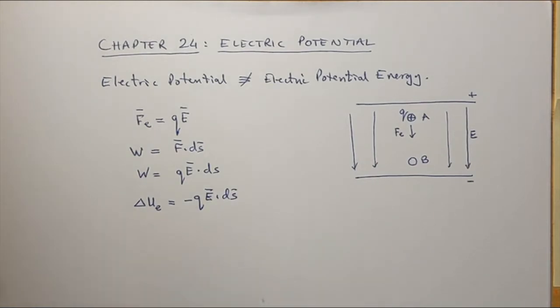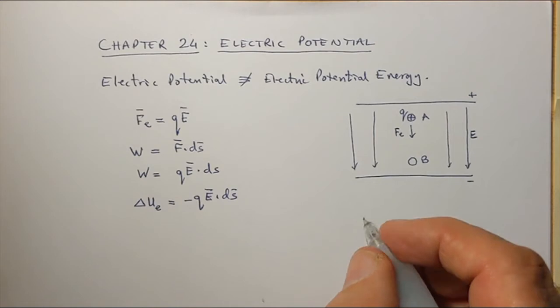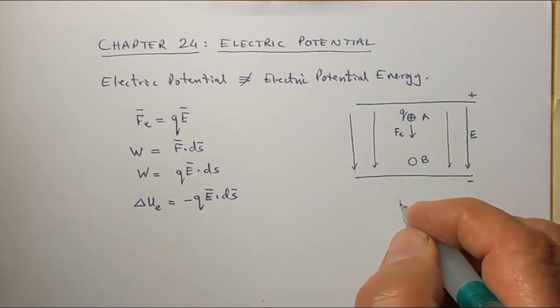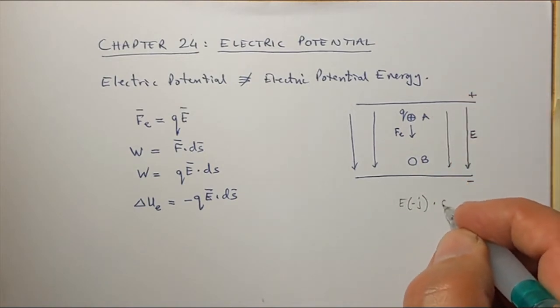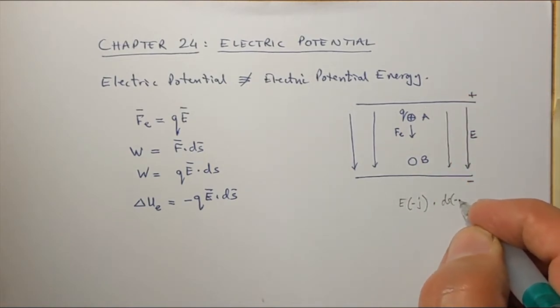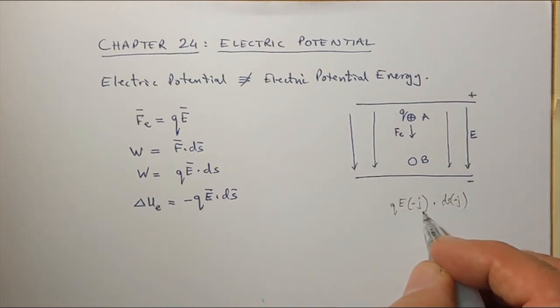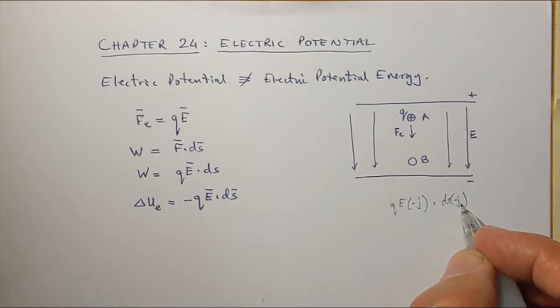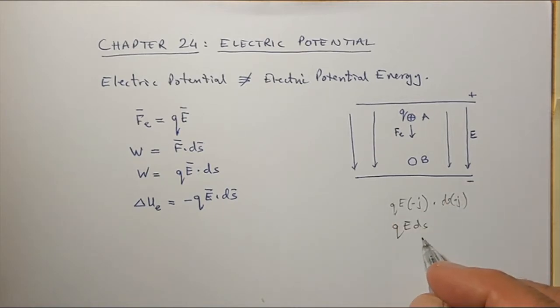Now why is it negative? So let's consider Q to be positive. The electric field is downwards, so the electric field is going to be a negative j, and we dot it with ds, and ds is going to be negative j, times the Q. So j dot j is 1, and a minus will give it a plus, so this whole thing is going to be QE and a ds. That will be the magnitude of this.